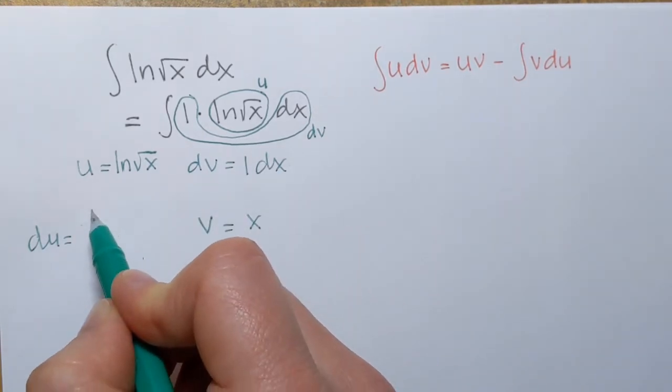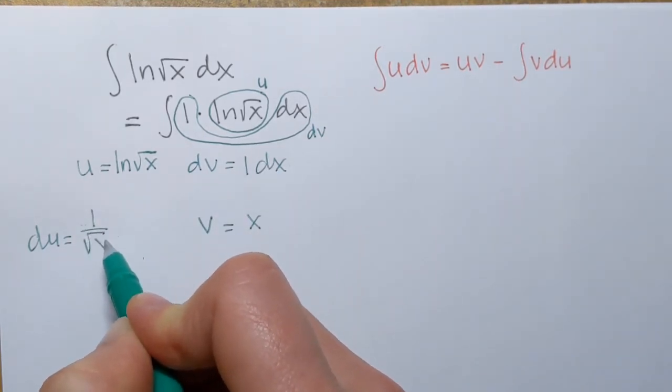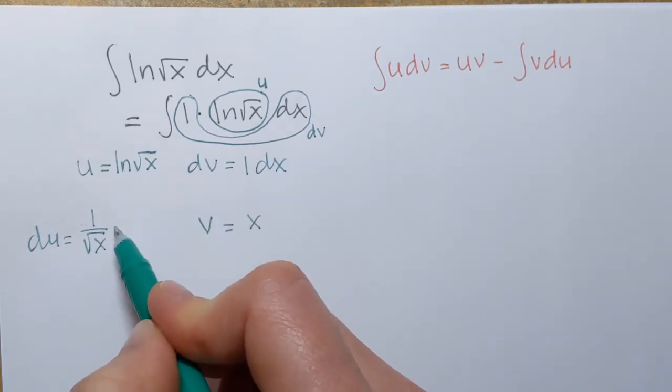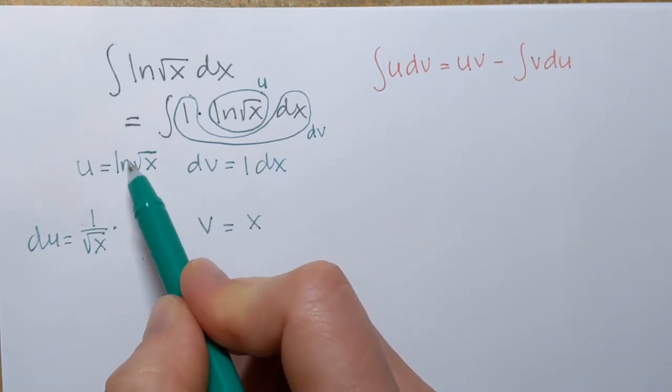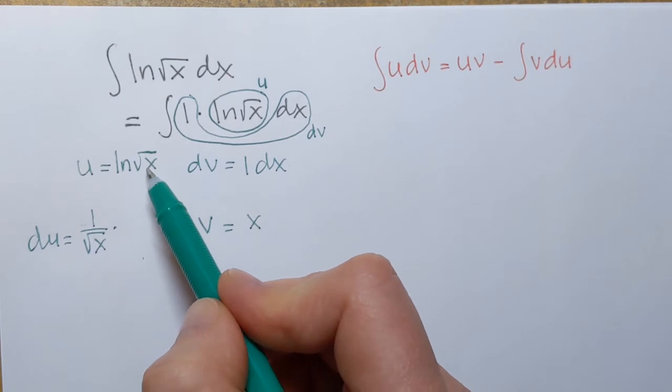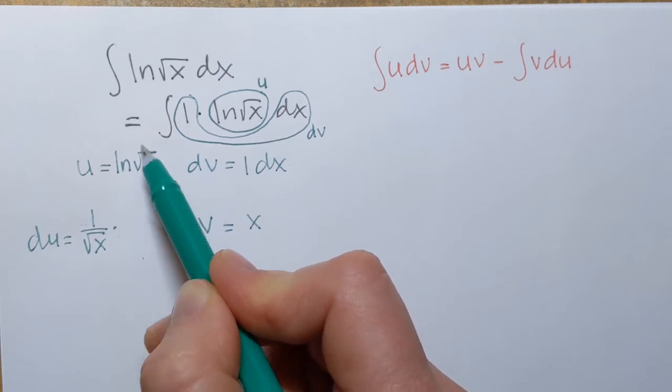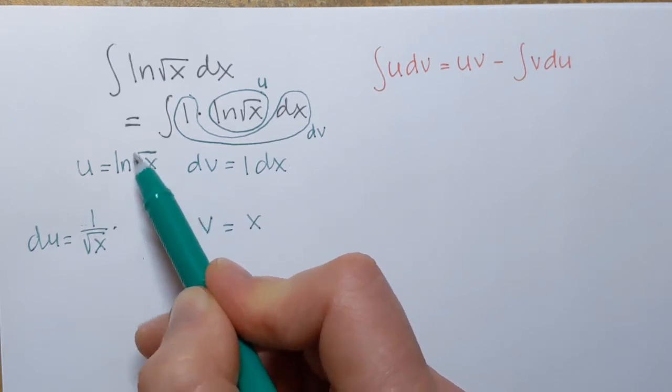So the derivative of that is 1 over square root of x. And then I have to multiply by the derivative of the inner function. So the inner function is square root of x, which is the same as x to the power 1/2, right? Square root of x is the same as x to the power 1/2.